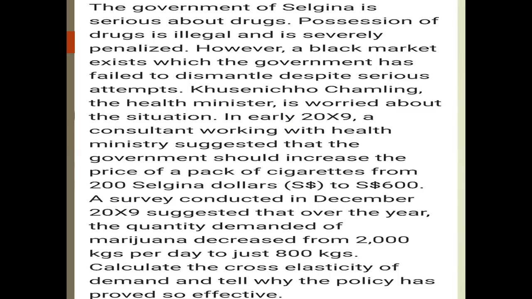Okay, so this is the question. The question says that there was a problem of drugs in a country, and their health minister decided to increase the price of the cigarette from 200 to 600. And in a survey they came to know that the quantity earlier was 2000, and when the price was increased, the quantity came down to 800. So in this question, what is P1? P1, the original price, is 200, P2 is 600. Original quantity was 2000 and new quantity is 800.